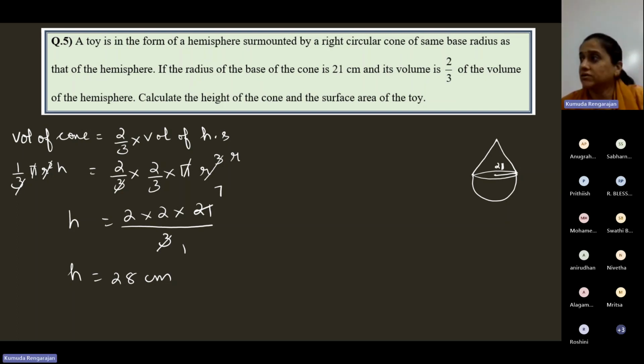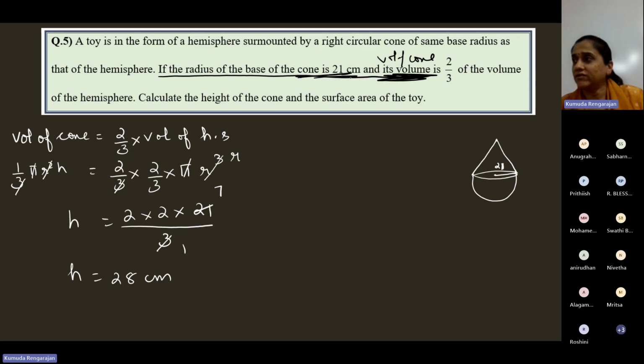H is 28. See, we just work using the information given here. It's given that the radius of the base of the cone is 21 centimeters and its volume, meaning volume of cone.